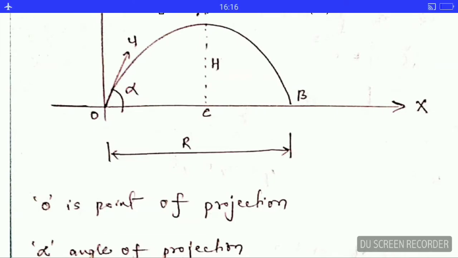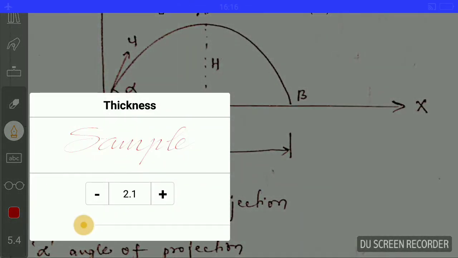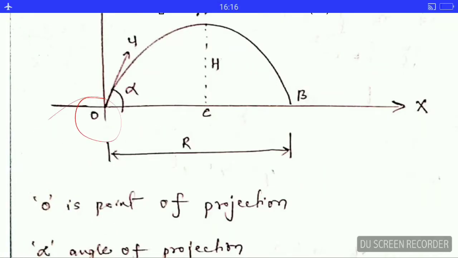The point O, from where the object is thrown, is called the point of projection.